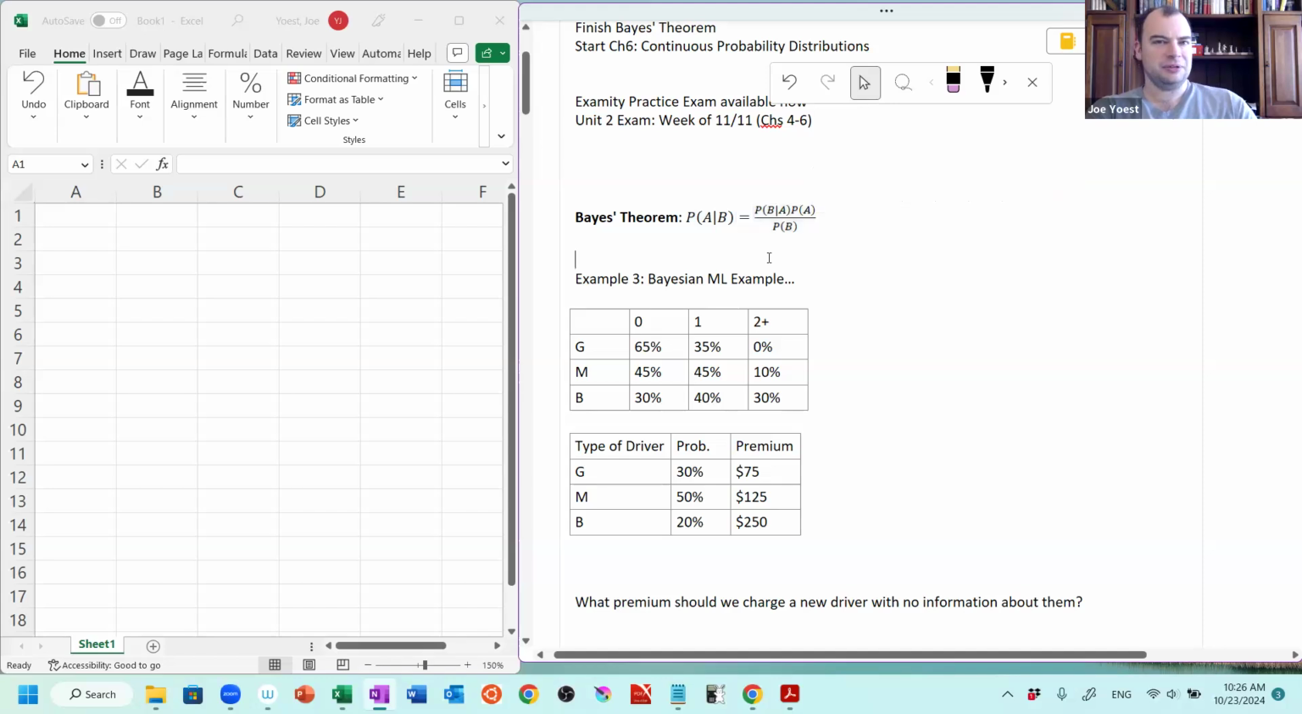So that was kind of the frequentist way of thinking about it. The perspective we're going to take here, and I think the perspective that we took in the first two examples as well, is a machine learning example.